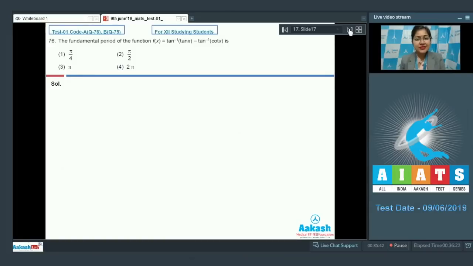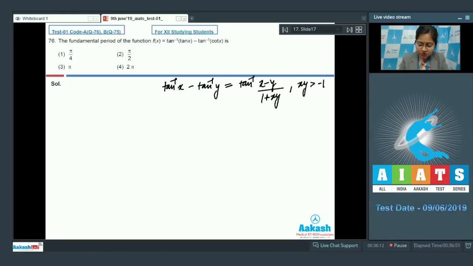Next is question number 76, which says that the fundamental period of the function f(x) equal to tan inverse tan x minus tan inverse cot x is. Now we know the formula for tan inverse x minus tan inverse y. It will be equal to tan inverse (x minus y) upon (1 plus xy) for xy greater than minus 1.